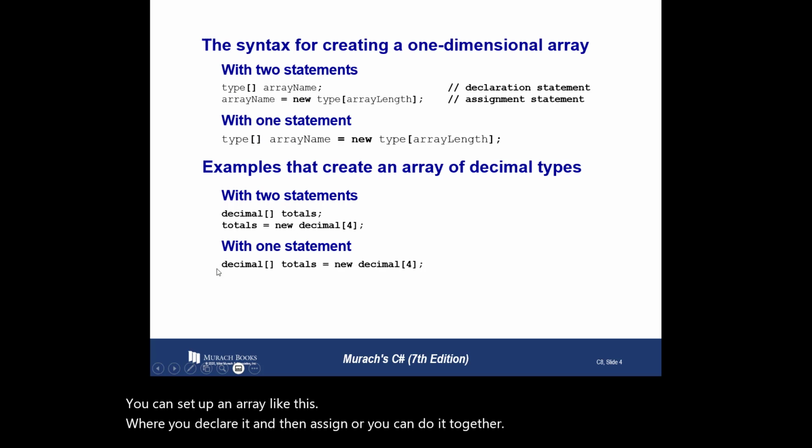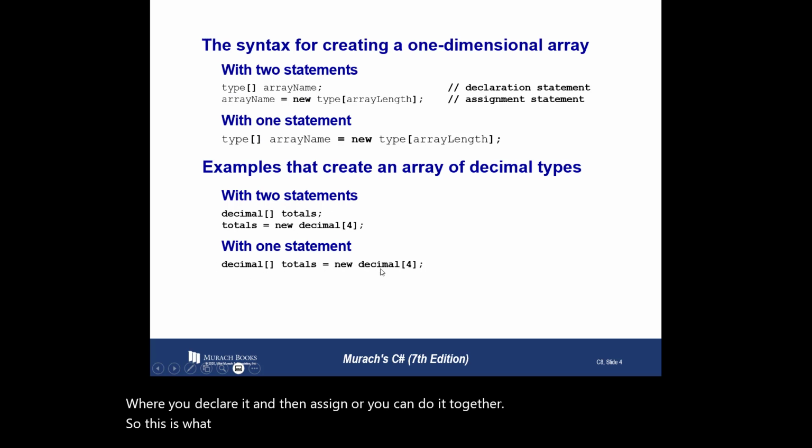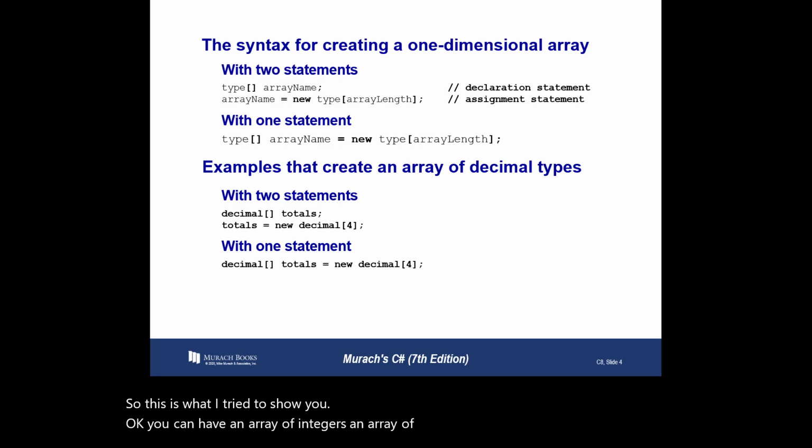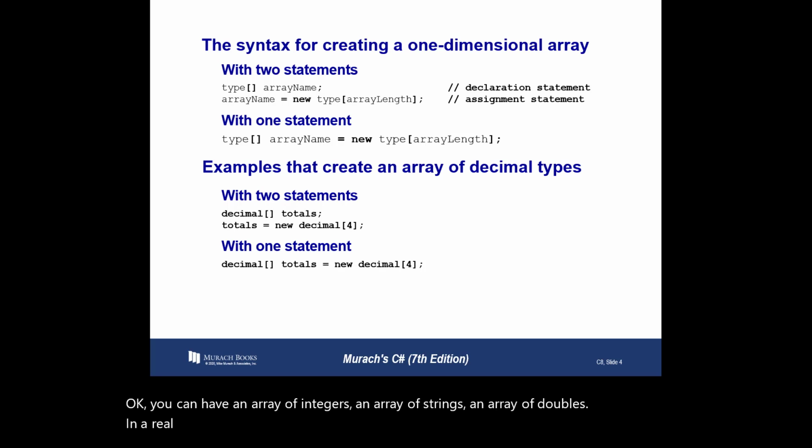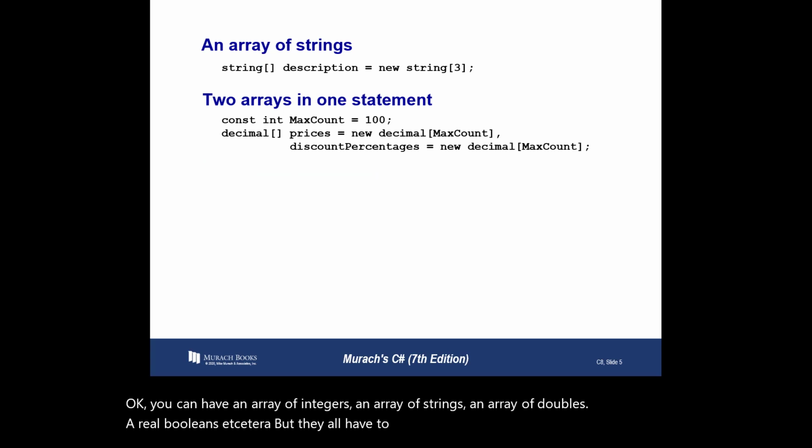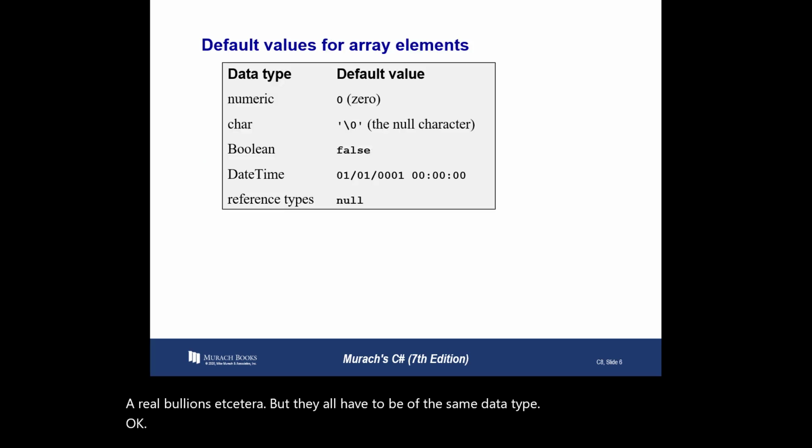So this is what I tried to show you. You can have an array of integers, an array of strings, an array of doubles, an array of booleans, etc., but they all have to be of the same data type. Okay? All right.